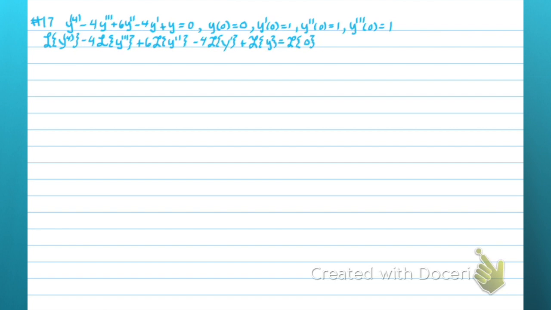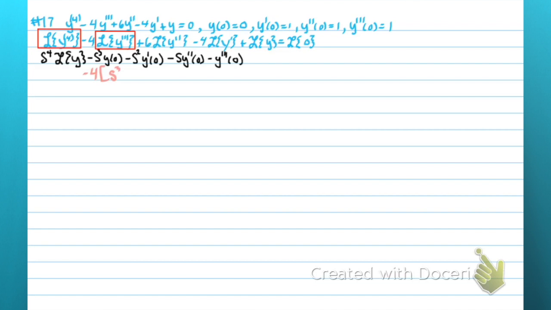So now, how does the Laplace of the fourth derivative of y shape out? That's s to the fourth times the Laplace of y, minus s to the third times y naught, minus s squared y prime naught, minus s y prime prime naught, minus y prime prime prime naught. Alright, let's expand out that next part. That's minus 4 times s to the third, the Laplace of y, minus s squared y naught, minus s y prime naught, minus y prime prime naught.